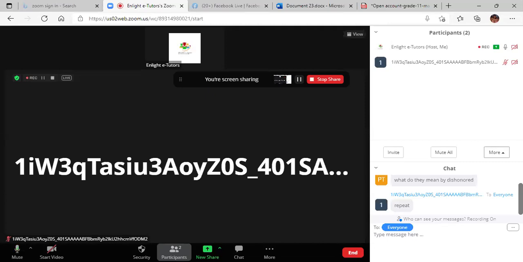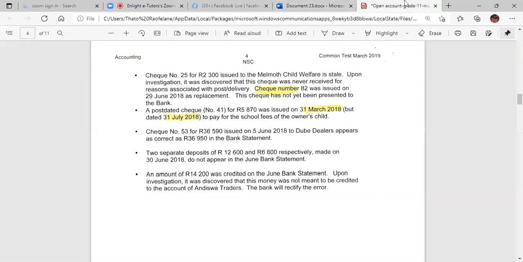You can type in the chat box, or you can just unmute yourself for a while, and then quickly mute yourself so that the commotion does not disturb us. You got it? Yeah.